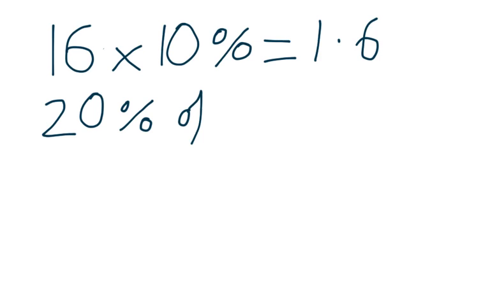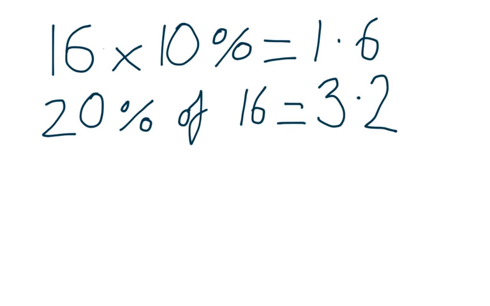If I know 16 times 10%, do I know 20% of 16? What would I need to do to my 10% in order to find 20%? I could just double it. Now, doubling decimals is tricky, but I know that double 16 is 32. So to double 1.6, it must be 3.2. Fabulous.